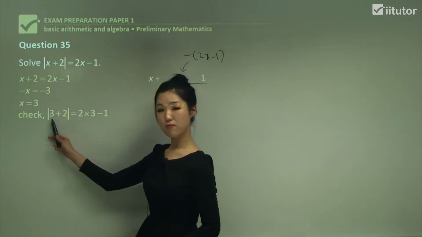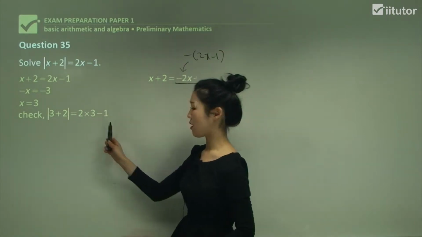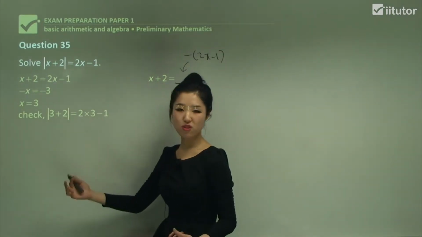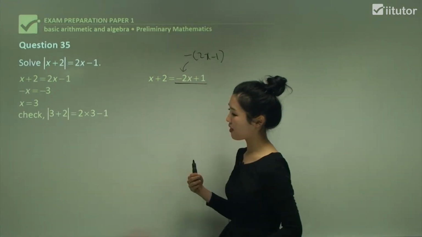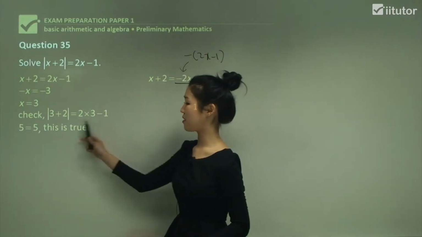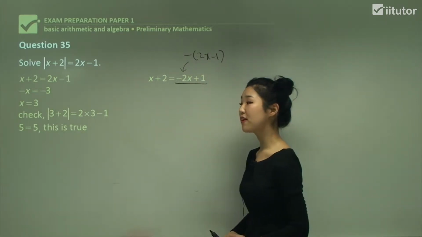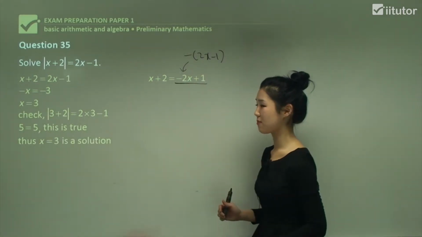So it's going to be absolute value of 3 plus 2, and I put 3 into there as well, so it's 2 times 3 minus 1. Now 3 plus 2 is 5, it's just a positive number, so there's not much point of having the absolute bars there, it's just 5. And 2 times 3 is 6 minus 1 is also 5. This is obviously true, very, very true, therefore x equals 3 is a solution. So we just confirmed that.